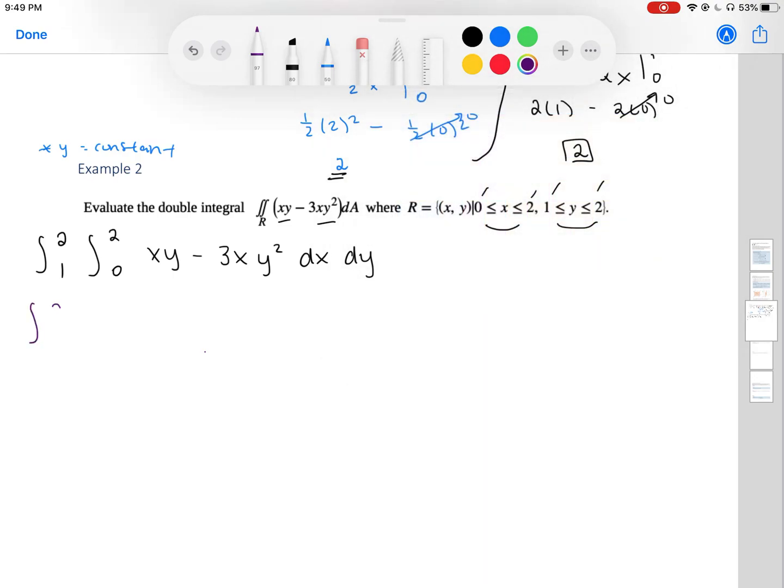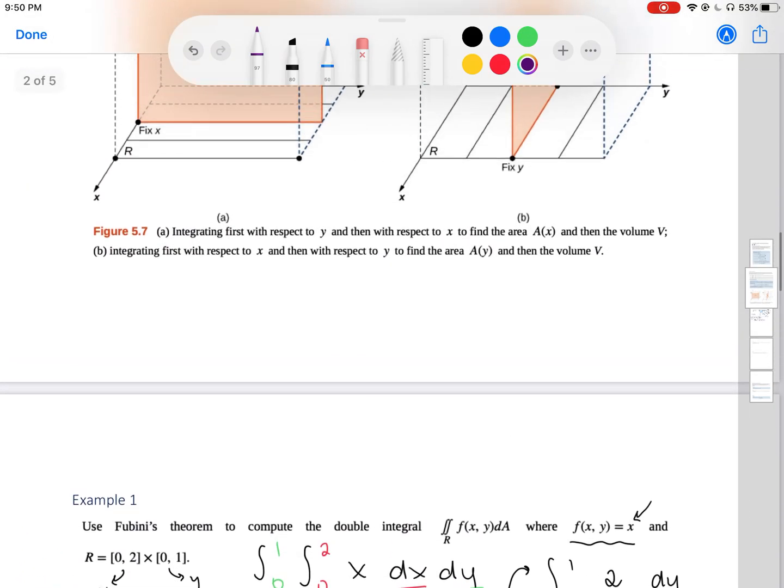So let's rewrite our integrals. So I have the integral from 1 to 2, the integral from 0 to 2, of xy, minus the integral from 1 to 2, the integral from 0 to 2, of 3xy squared, dx dy. And you can do this. For example, I would do this because I would probably make a silly mistake with that negative. So if I can just work it out, it's something that might be worth doing.